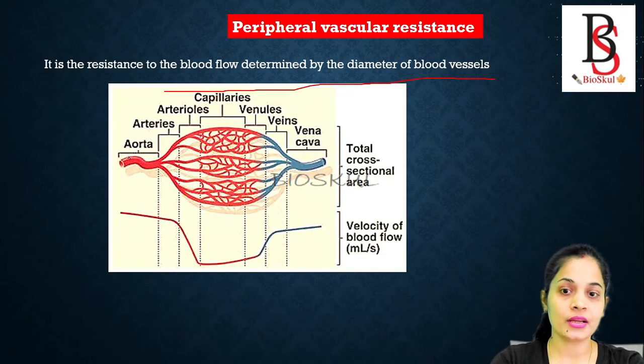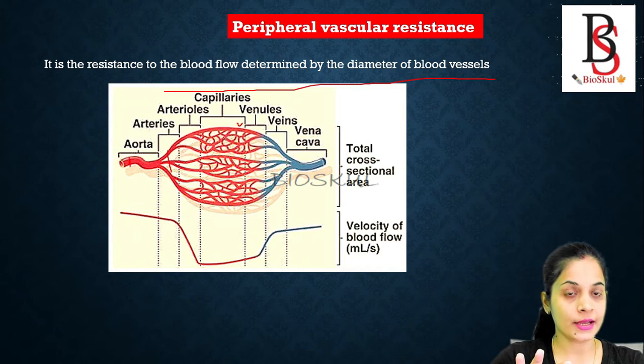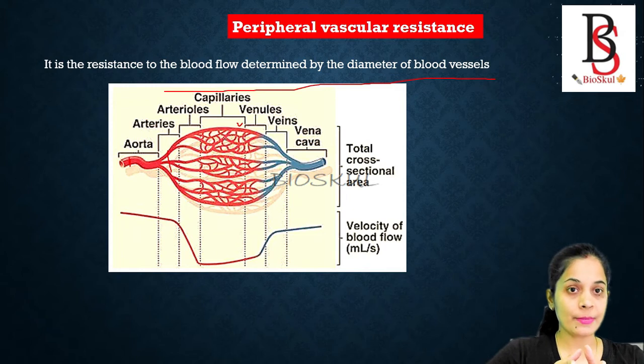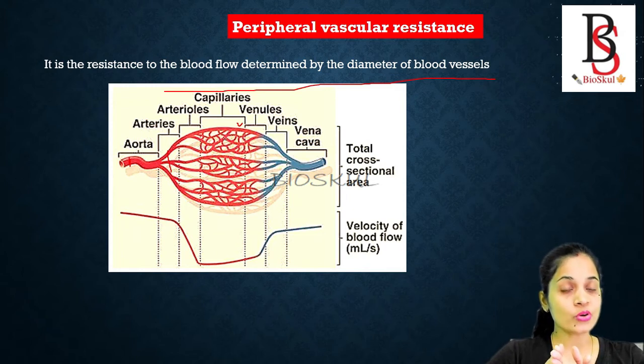See here the aorta. The diameter of the aorta is smaller as compared to that of the arteries. So see here, this one is the aorta, then the aorta branches into arteries, then arteries into arterioles, then arterioles into capillaries, then capillaries into venules, venules into veins, veins into the vena cava. So here we are taking the total cross sectional area.